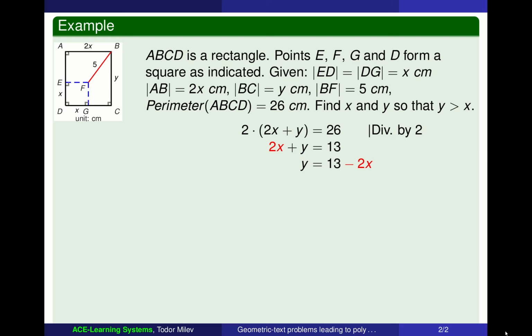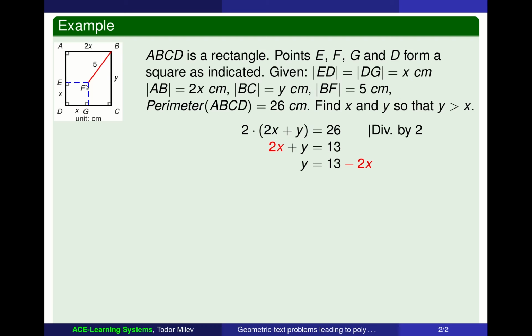Okay, so now the next thing I need to do is exploit the rest of the given information. I haven't taken any advantage so far of the fact that BF, so this segment here, is equal to 5 units. I took advantage of the fact that this side here is 2x, and that that side is y, but I haven't exploited the information about BF at all. So let's do that right now.